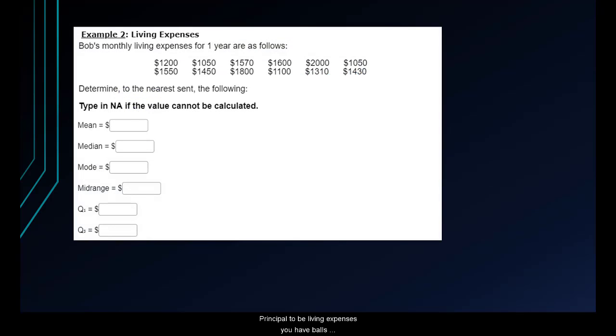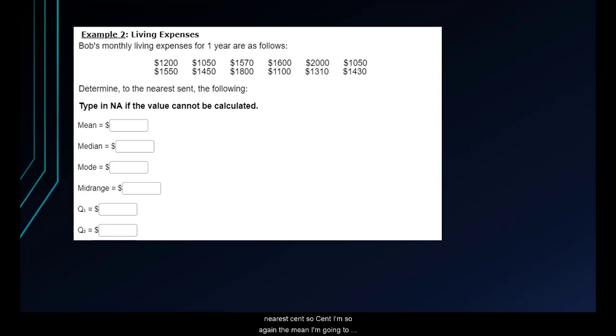For example 2, these living expenses, you have Bob's monthly living expenses for 1 year, so there's 12 readings here. Determine to the nearest, it should be cent as in C, not S, but I'm a math teacher, not good at spelling necessarily. I want to calculate these things down here to the nearest cent, so C-E-N-T.